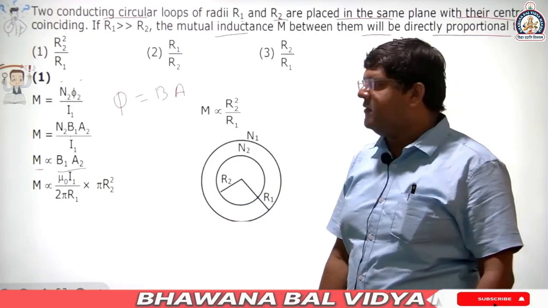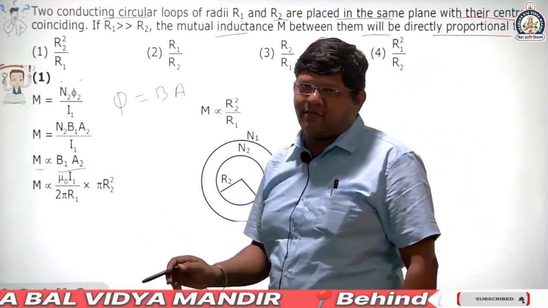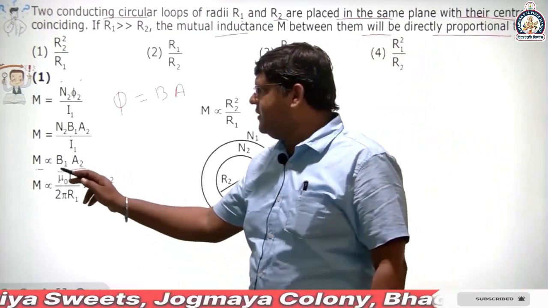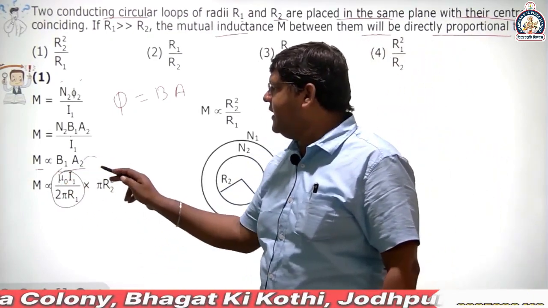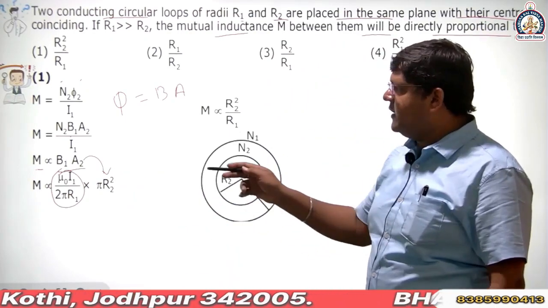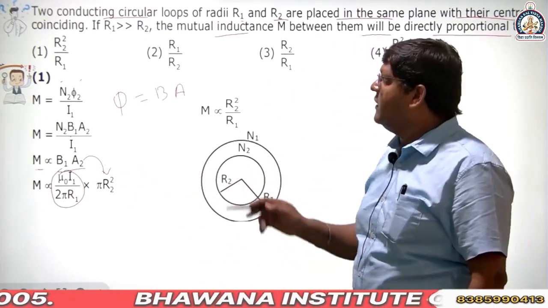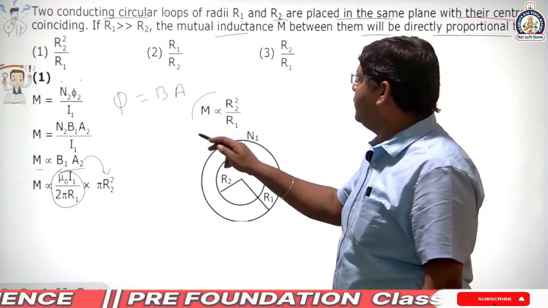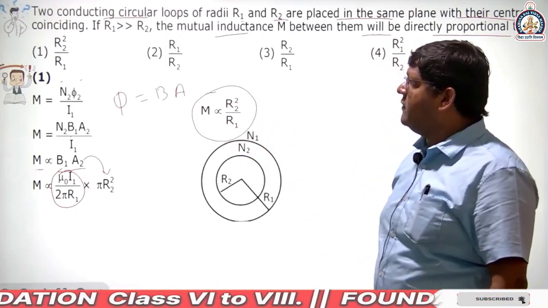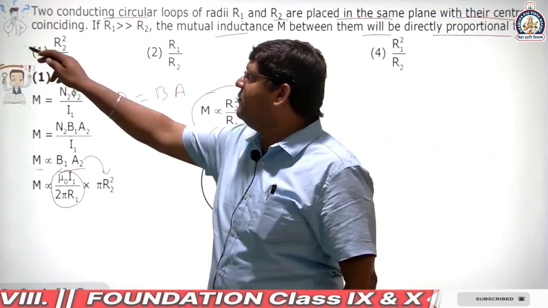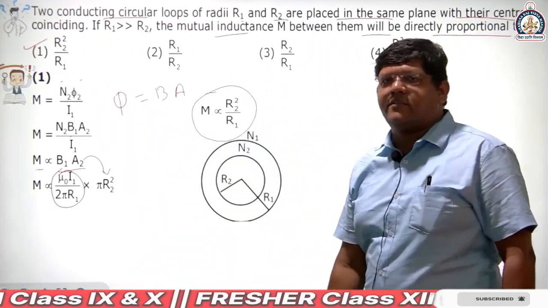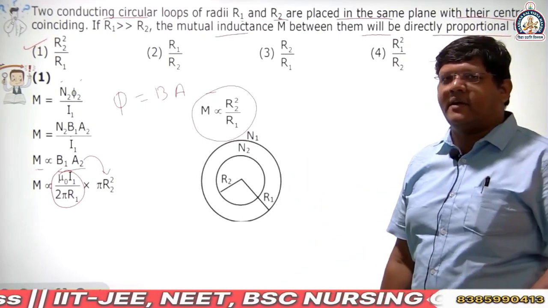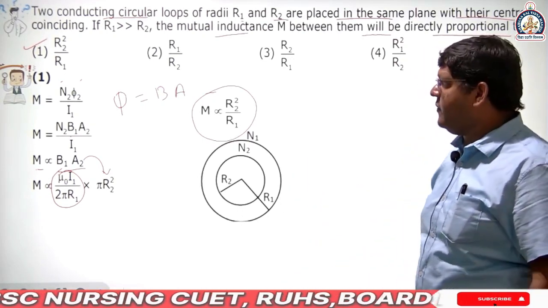Now putting the value of B1, because it is the magnetic field, the value of magnetic field is mu naught I upon 2 R. Putting the values of magnetic field and area as pi r square, we get the relation between the radii and mutual inductance. That comes out to be M proportional to r2 square upon r1, which is our required option number first. Mutual induction comes into play when we have two objects, and self inductance is for a single one.